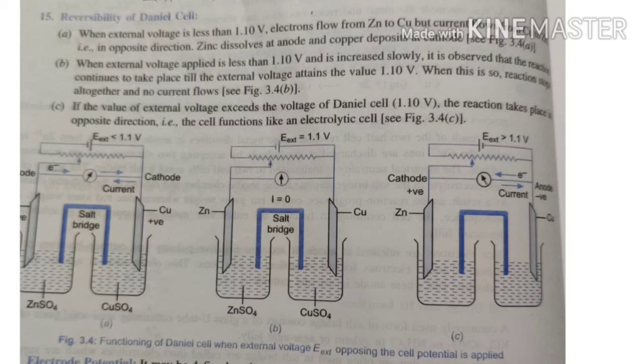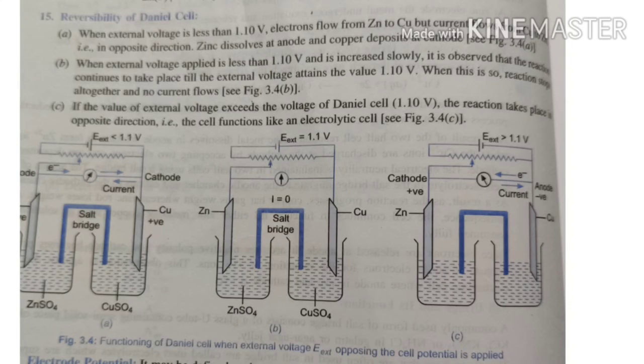When the external voltage applied is less than 1.1 volt and is then increased slowly, it is observed that the reaction continues to take place till the external voltage attains the value 1.1 volt. When this happens, the reaction stops altogether and no current flows. When the potential difference is equal inside and outside, there is no flow of current in the cell.